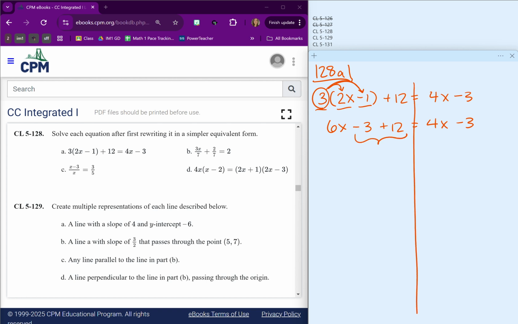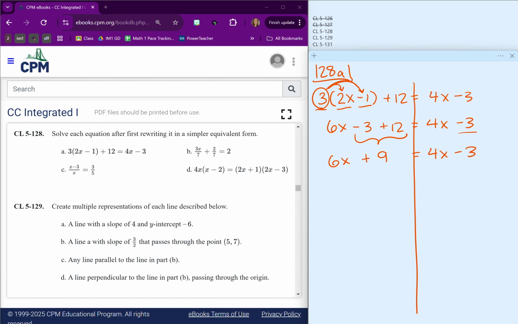Next, I see some like terms on the left-hand side. Although -3 is also a constant, since it's on the other side of the equal sign, they're not combining like terms. You'll have to use inverse operations. So on the left-hand side, if I owe you 3 but I pay you 12, I just gave you 9 bonus dollars. Everything on the right has remained the same.